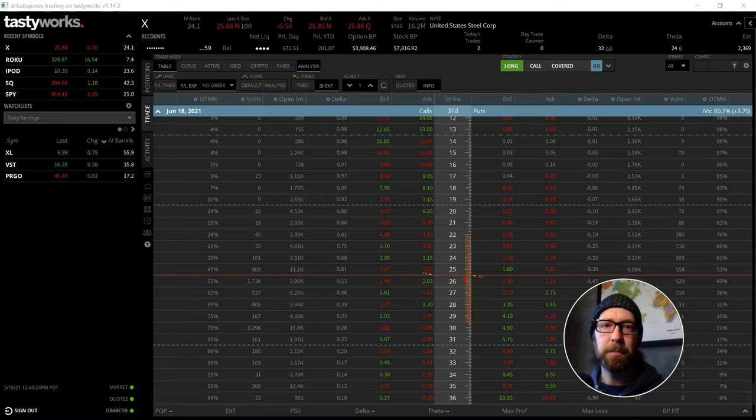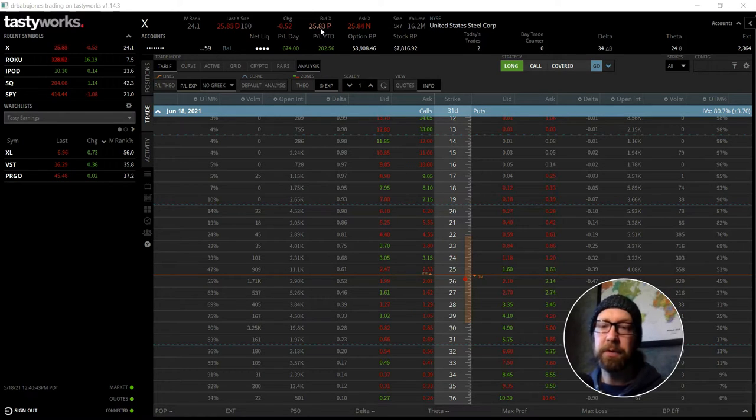Alright, so let's say I want to look at a stock. Today I'm going to pick a stock that is relatively low in value. I'm trading in a small account just for fun. So I just picked a stock here that's roughly around 20 bucks a share. I found X, which is US Steel. Right now it's going for about 25.86 a share.